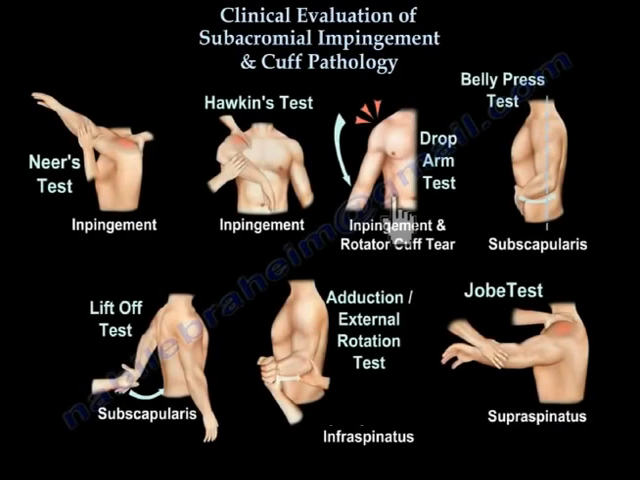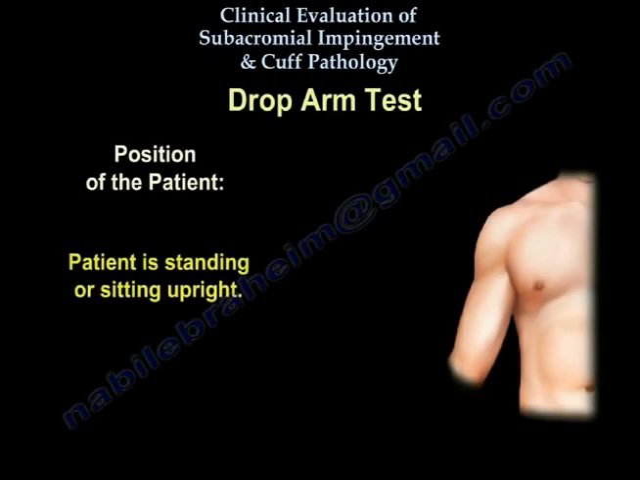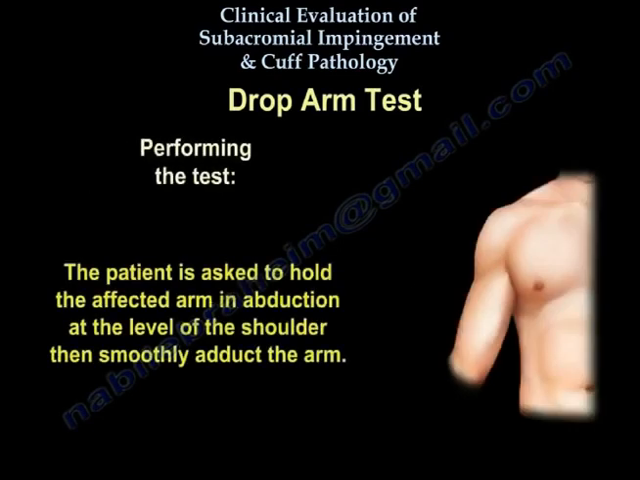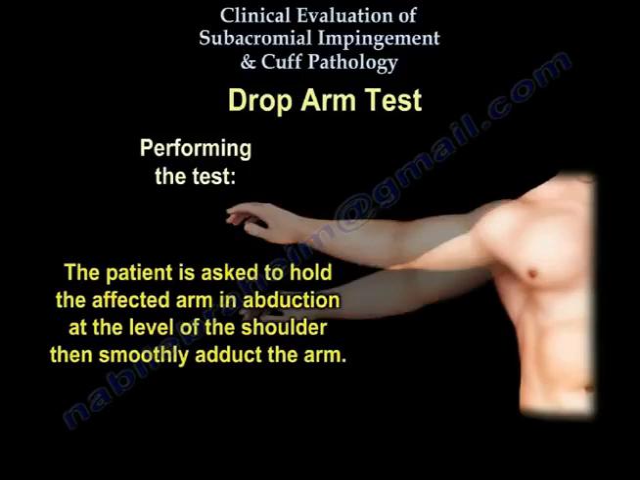Drop arm test. Position of the patient. The patient will be standing or sitting upright. The patient is asked to hold the affected arm in abduction at the level of the shoulder, then smoothly adduct the arm.